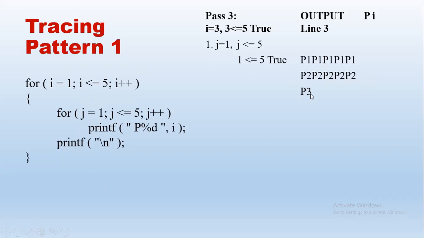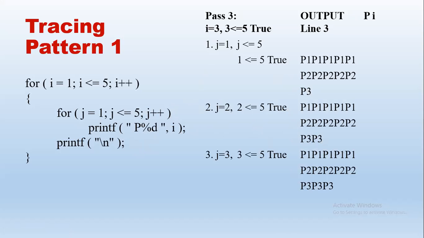So what is the first value? J equal to 1, so 1 less than or equal to 5. Yes, condition is true. We have to print Pi. What is I? I equal to 3. So P3 is printed the first time. Then step 2, J becomes 2. Again 2 less than or equal to 5, condition is true. We have to print Pi. I is 3, so P3 is printed the second time in line 3. Now J becomes 3, P3 is the value of I. P3 is printed the third time in line 3.